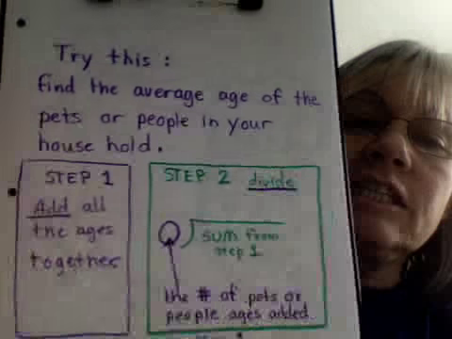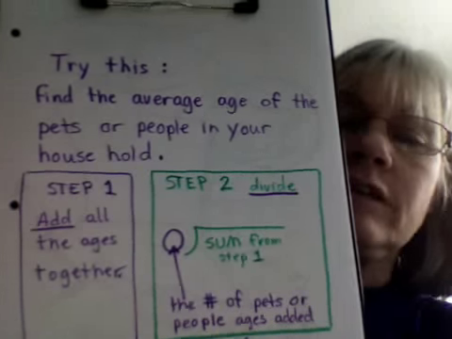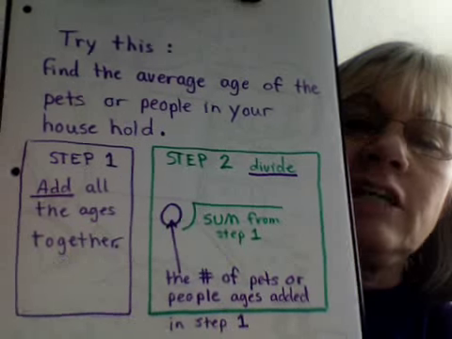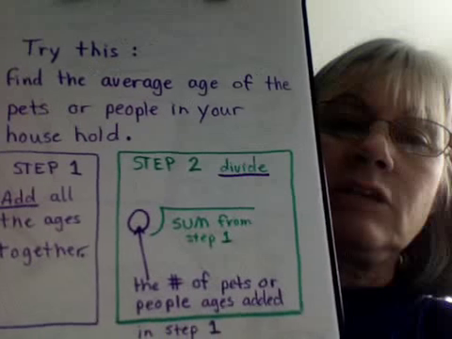I'd be curious, if your family doesn't mind you sharing that information, about your calculation of the average age of pets or people in your household.